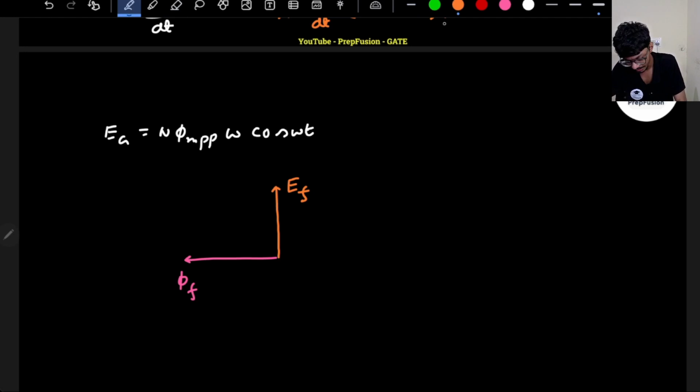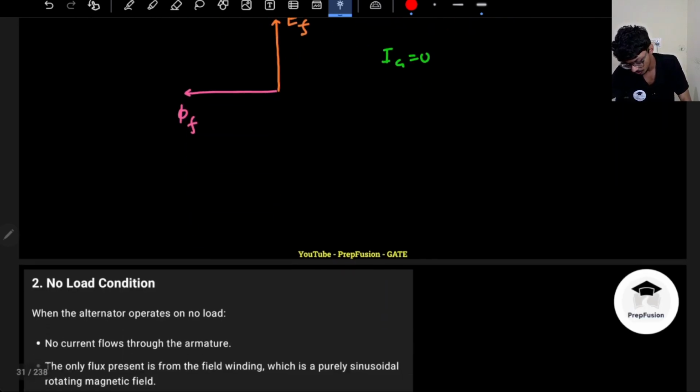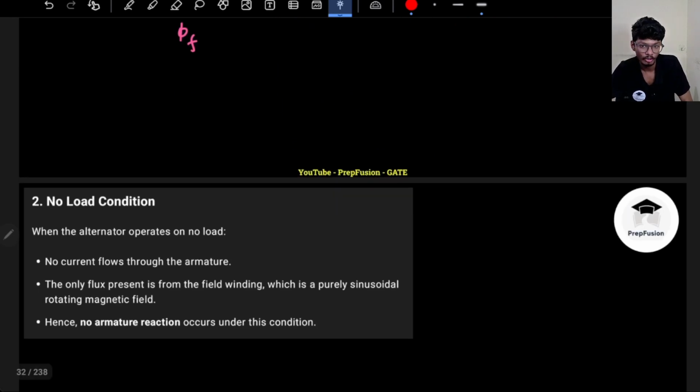Now what will happen? Can you guess what will happen if IA is not equal to 0? If IA is not equal to 0, there will be an induced EMF in the stator, and basically it is supplying a load. So this current will be non-zero. Due to current, a flux will be generated. Whenever there is current, there has to be a flux, because the stator coils itself will generate an MMF. Now all of it depends on the power factor of the load.